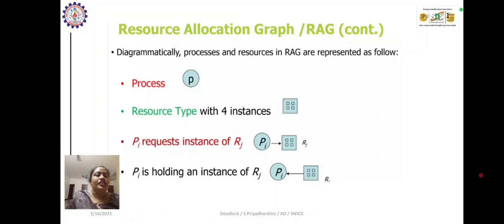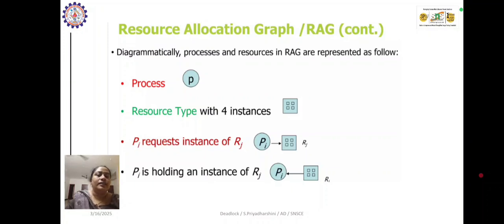Continuing with the resource allocation graph, diagrammatically it can be represented as follows. The processes P1, P2, etc. are represented by circles. The resource types are represented by rectangular boxes, or you can say square boxes. If a resource type consists of 4 instances, for example a printer with 4 instances, then that printer type will be denoted by 4 dots inside the box.